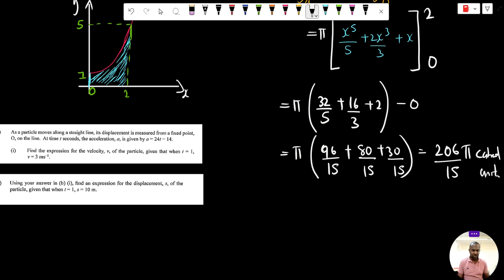206 divided by 15? It possibly can. But if we were to go to a calculator, let me see what the simplest value is going to give us on our calculator. So 32 over 5 plus 16 over 3. And then this is plus 2. And of course, as a fraction, let me see what that gives us.